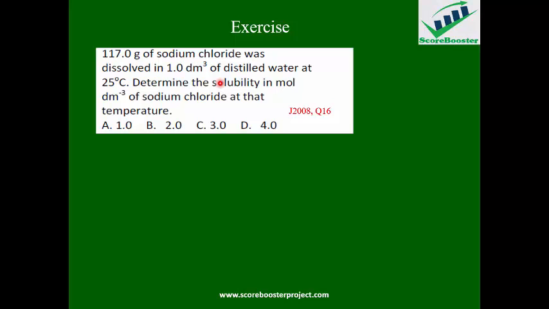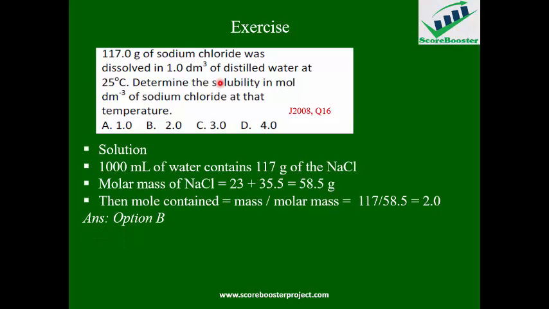Sodium chloride, we have to find the molecular mass. Then from the concept of mole that we have discussed before in stoichiometry, mole is mass over molar mass. The molar mass of sodium chloride is sodium 23 plus chlorine 35.5, that is 58.5. 117 divided by 58.5, we are going to get 2. That is option B. It is as simple as that.